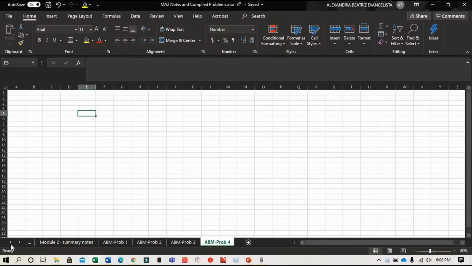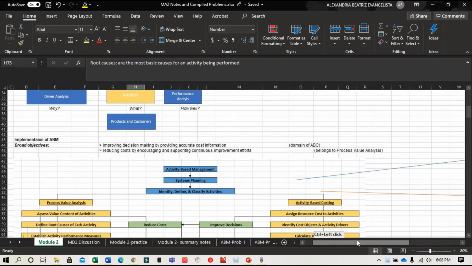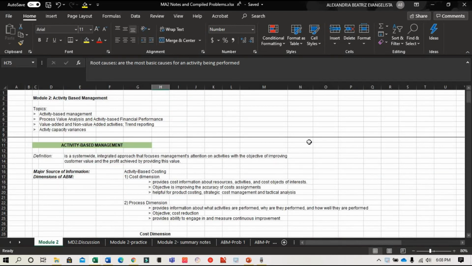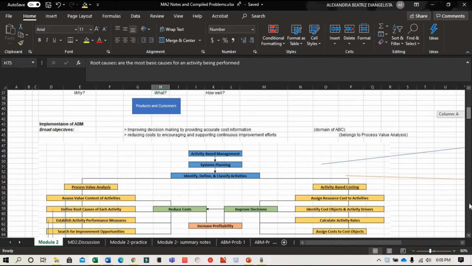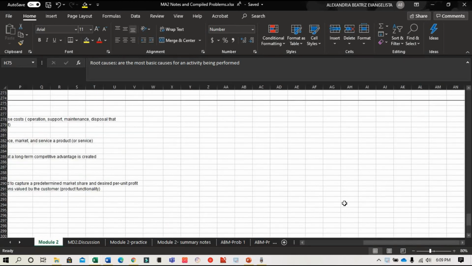Okay, so before we solve problem number 4, let me just show you my notes about the capacity variances in module 2. So, where is it?